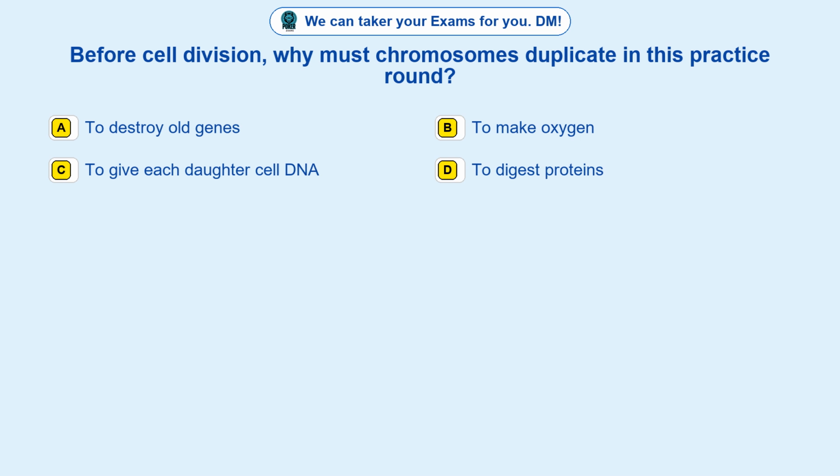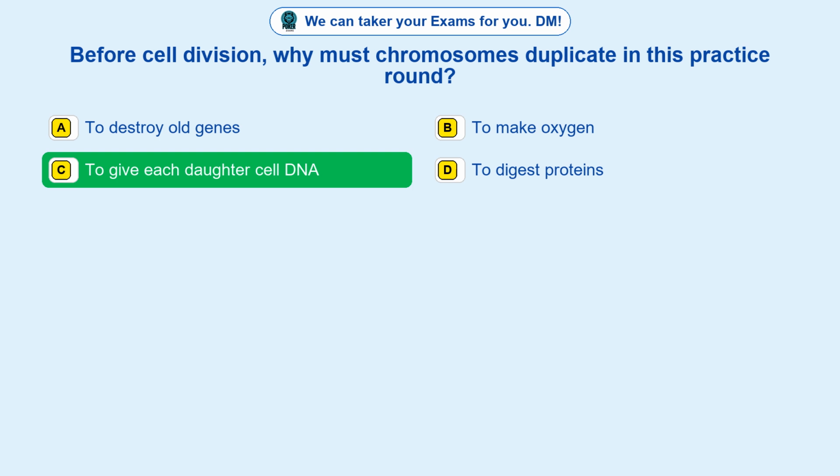Question 4. Before cell division, why must chromosomes duplicate in this practice round? Option A. To destroy old genes. Option B. To make oxygen. Option C. To give each daughter cell DNA. Option D. To digest proteins. The correct answer is option C. To give each daughter cell DNA.